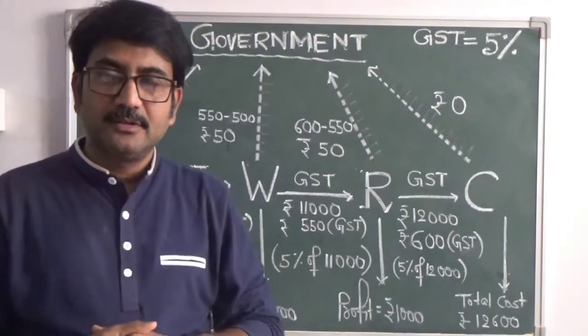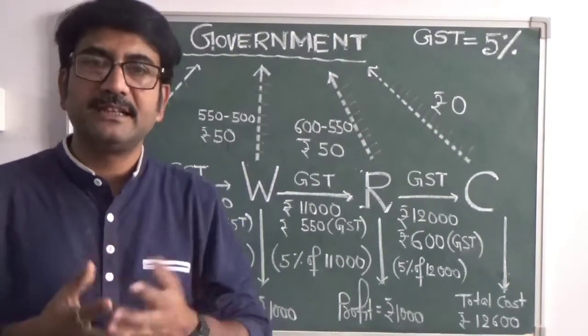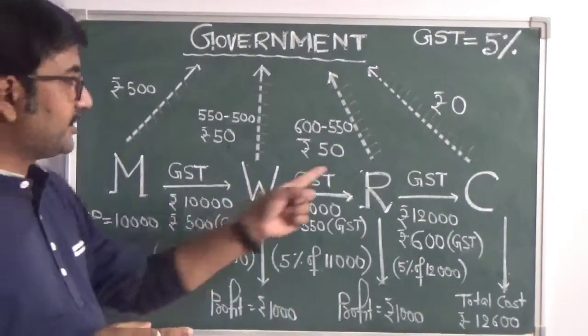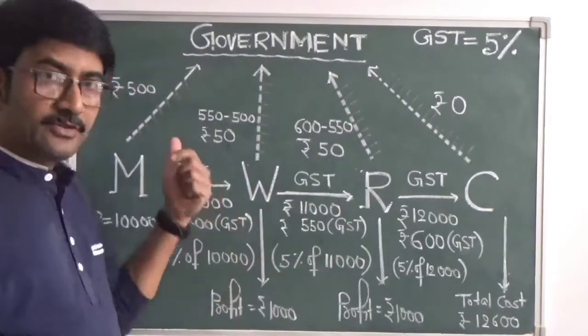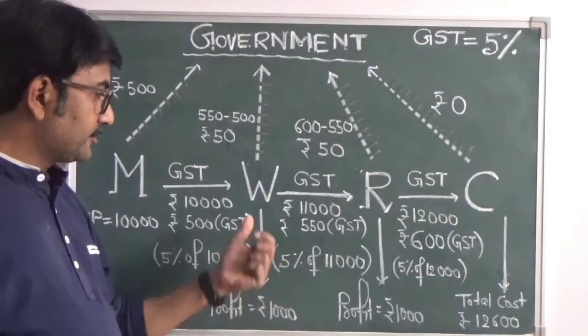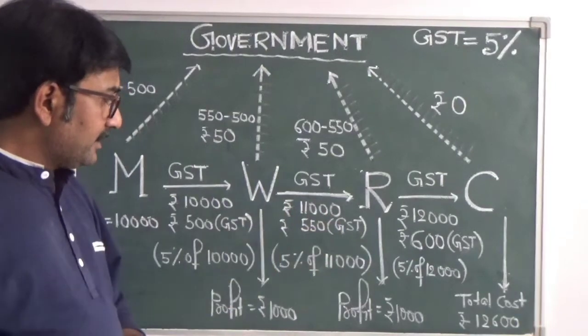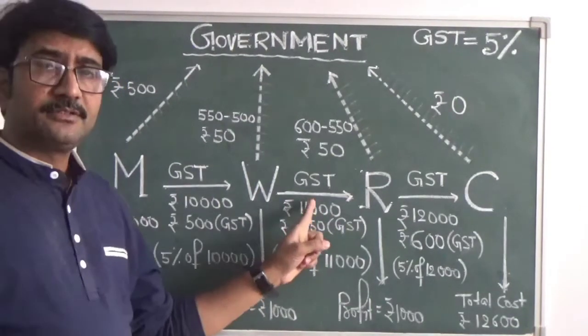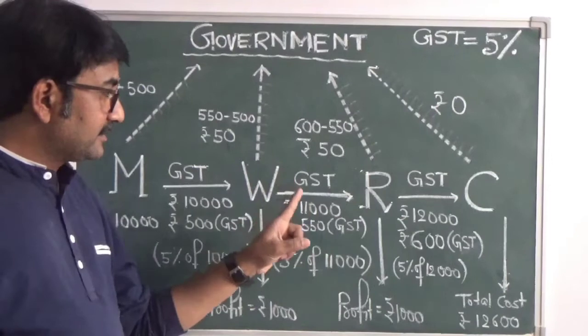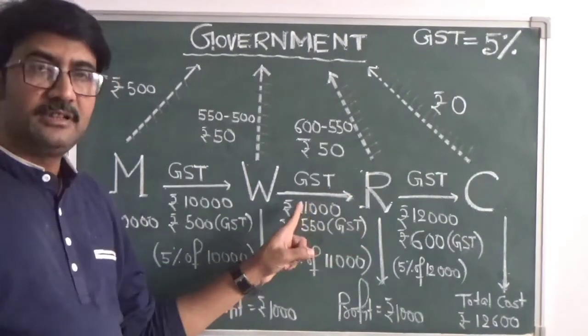The wholesaler, in turn, when he wants to sell this mobile phone to the retailer, wants to have a profit of rupees 1,000. So the wholesaler's SP becomes 11,000 and the CP for the retailer is now 11,000.